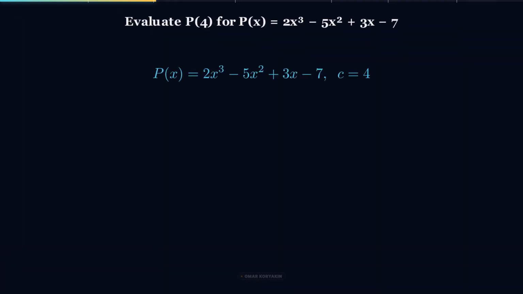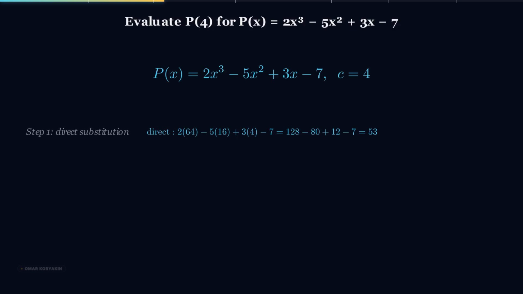Use the remainder theorem and synthetic division to evaluate p of x equals 2x cubed minus 5x squared plus 3x minus 7 at c equals 4. We will compute p of 4 directly by substitution and then by synthetic division and compare the results.